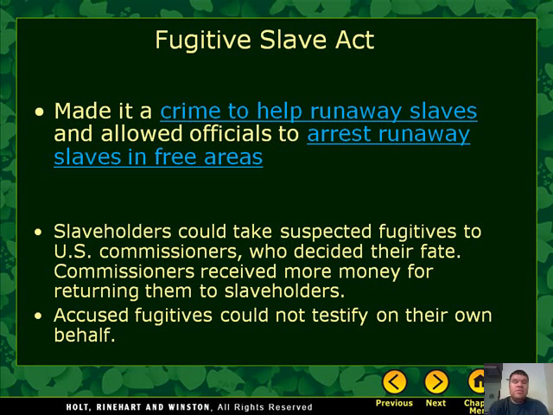And to make matters worse, the accused fugitives, the people that were being accused of being runaway slaves, they couldn't testify on their own behalf. So they couldn't say anything. They couldn't say, hey, no, I'm a free person. They couldn't do any of that because they weren't allowed to speak. Okay? So this is part of the compromise. So the northern states have more power, but now they have to start sending fugitive slaves back to the South.